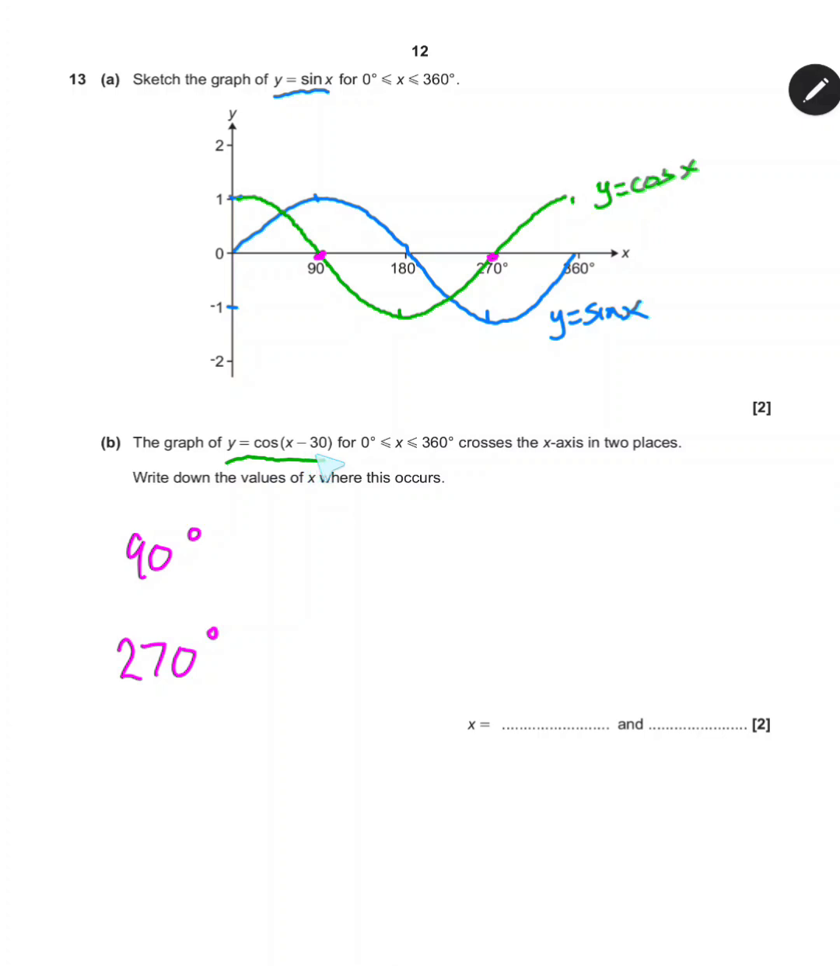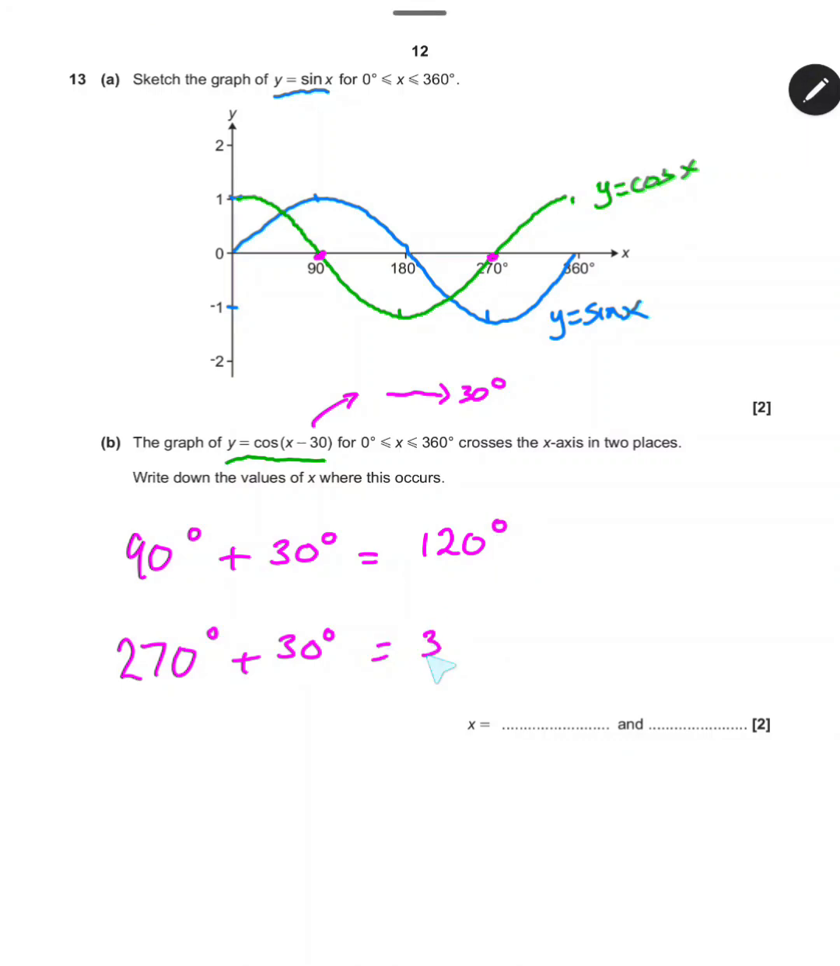Now when you've got something like this, y equals cos of x minus 30, because you've got a minus 30 in the brackets, that's actually going to push y equals cos x that way by 30 degrees. It's the opposite direction to what you might think. If you've got minus 30, we're going 30 degrees in the positive direction. So I'm going to add 30 degrees onto that, add 30 degrees onto that, and it will cross at 120 degrees and 300 degrees.